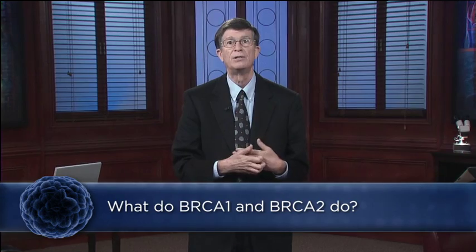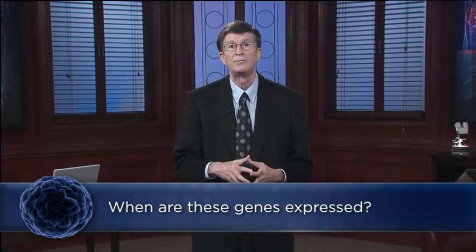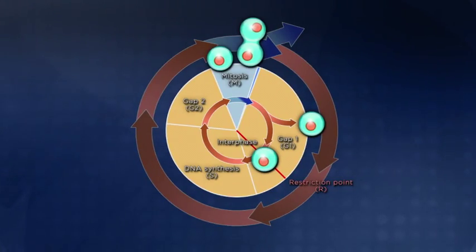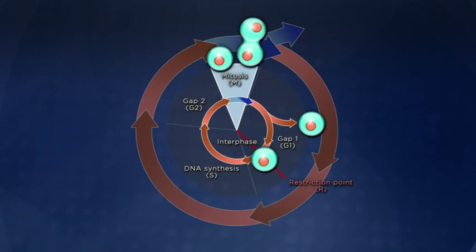What does the BRCA1 do? A hint as to their role is to ask, when are these genes expressed? When do they make the BRCA1 protein? If we look at the cell cycle, when cells are dividing, we find that BRCA proteins are repairing DNA and active during the synthesis phase, when DNA is being made. So here is the cell cycle. You've seen this before. This is the restriction point, the point of no return. And after the restriction point, DNA is made during this phase, and of course there's the cell dividing into two.